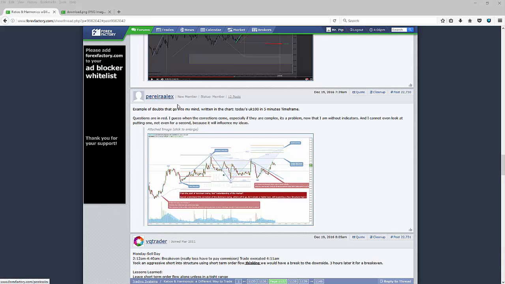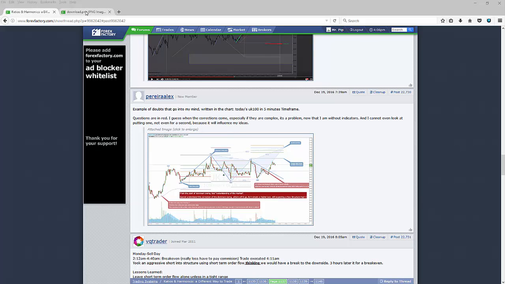It starts with our good friend here. I'm not going to try to pronounce that because I'm going to mess it up, so I'm just not going to try. Examples of doubt that go into my mind, ran in the chart. Today's instrument right here, 5-minute chart, questions are in red. I guess when the corrections come, especially if they are complex, it's a problem. Now that I am without indicators, I cannot even look at putting one on, not even for a second, because it will influence my ideas.